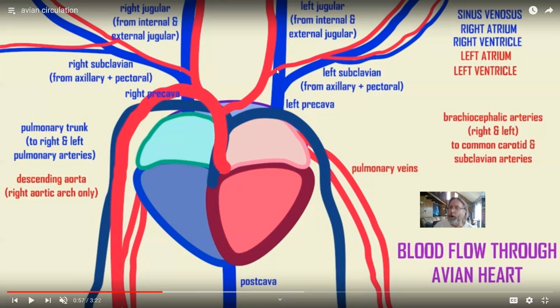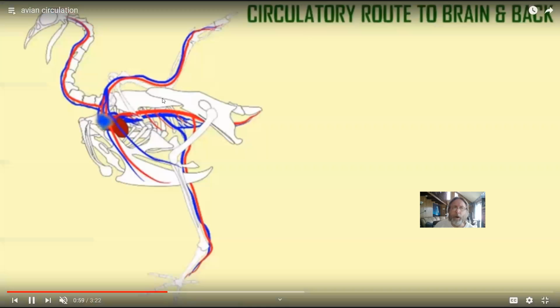Off the right systemic arch come brachiocephalic arteries, right and left. Mammals only have one, birds have two. And then the brachiocephalic arteries will split to the carotid, which goes to the brain, and the subclavian, which will then go to the arm.